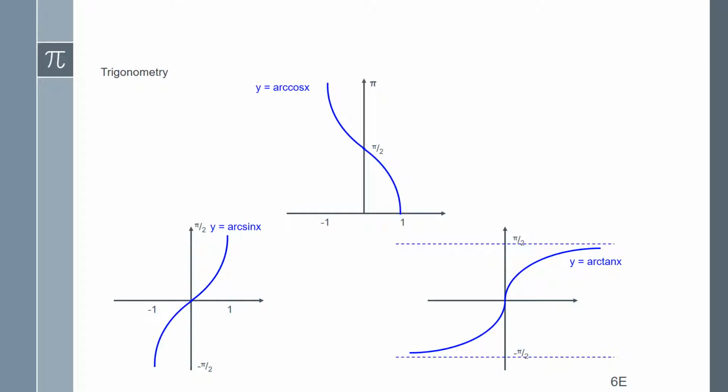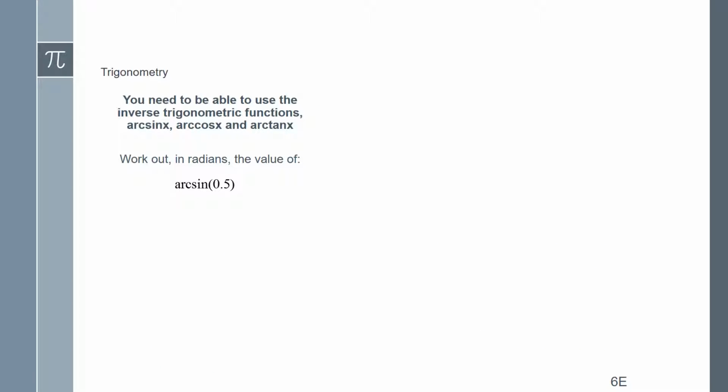There's a summary. There are the three graphs of arcsine, arccos and arctan for the functions. So be aware of what the domain and the range is for each of those functions and the asymptotes for arctan. So we need to be able to use these trig functions in order to work out values.